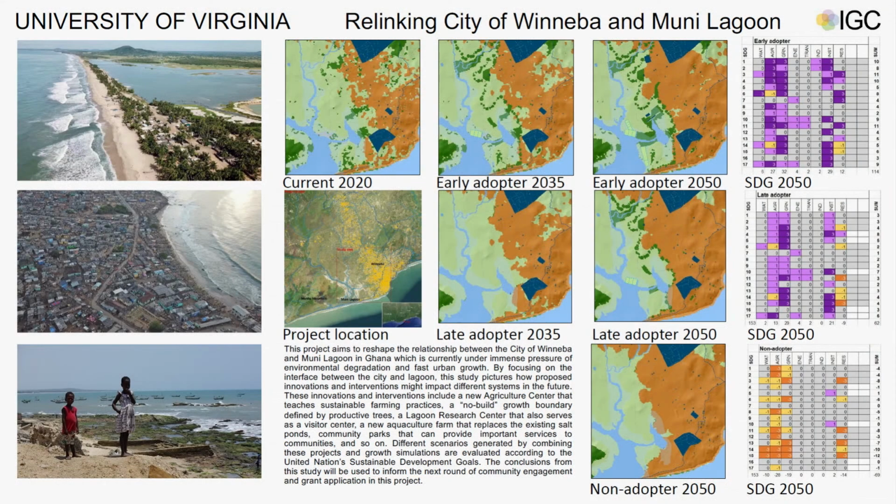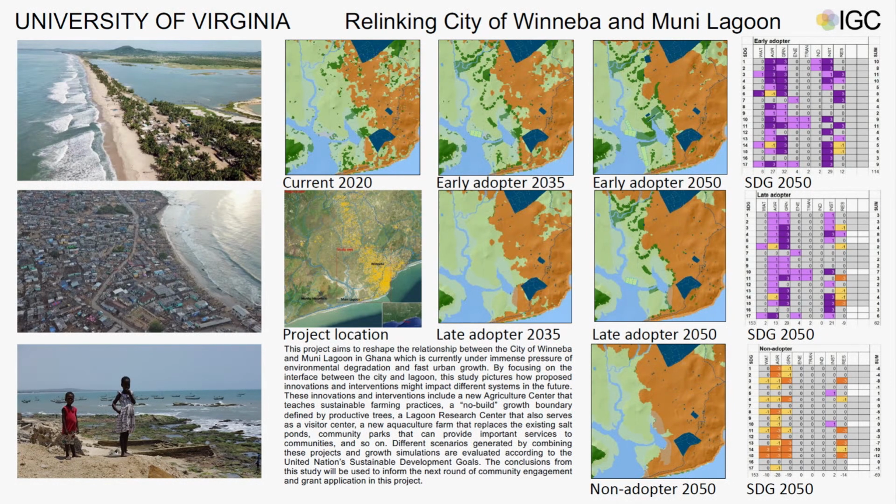And instead of looking at regional issues, as we did last time, we are now zooming into this 2 by 2 kilometer interface between the city and the lagoon. So this region has all kinds of problems, very typical of West African cities.